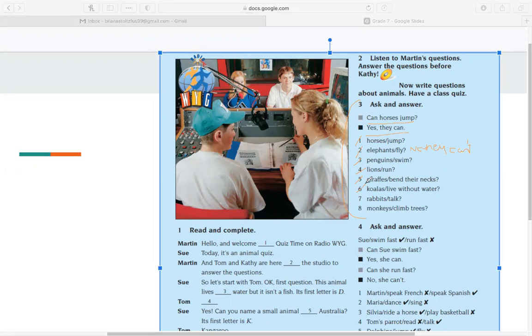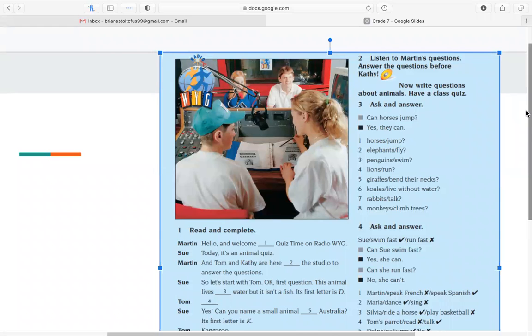6, can koalas live without water? The answer is yes. Remember, koalas can live without water. 7, can rabbits talk? No, they can't. 8, can monkeys climb trees? Yes, they can.